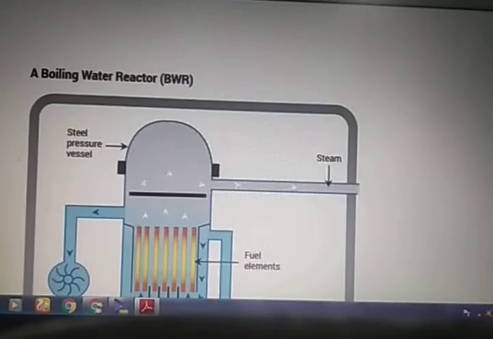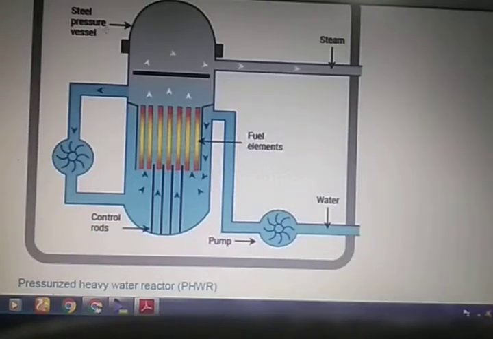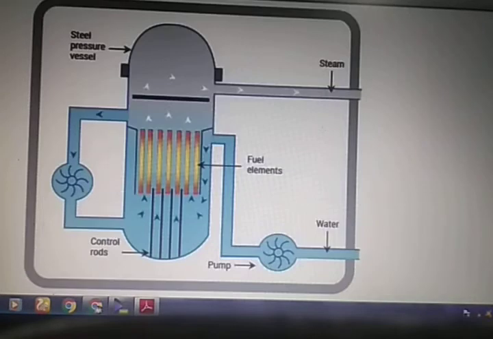Let's see the second type, that is the boiling water reactor, BWR. Its design has a steel pressure vessel. The whole process takes place with the water and the core under the same cylinder. Fuel element, water, this is a coolant. The control rod moves in here. The speciality of this nuclear reactor is that it occupies a small space and all the processes take place under one cylinder.